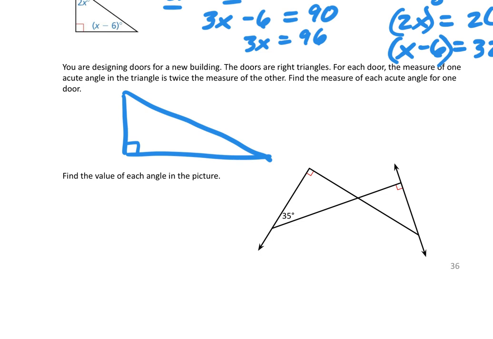The doors of a new building are right triangles. For each door, the measure of the acute angle in the triangle is twice the measure of the other. So we already drew a right triangle. Okay, so if I said this angle is x, then what's the measure of the other acute angle?